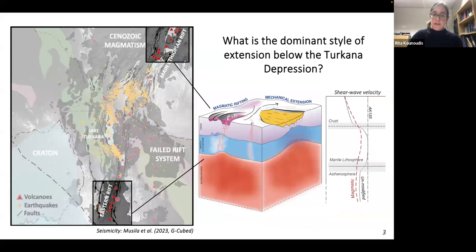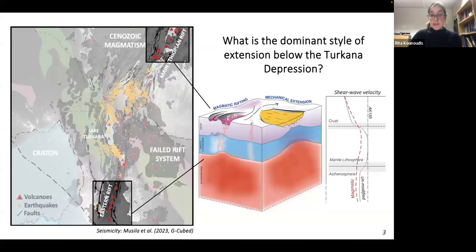As I mentioned previously, the main Ethiopian rift and the eastern rift to the north and south of the depression, in these narrow rift valleys, appear to have been magma-assisted rifting. So dike intrusions and sills in the crust accommodate a significant amount of the extension. However, whether this is the case below the depression is uncertain.